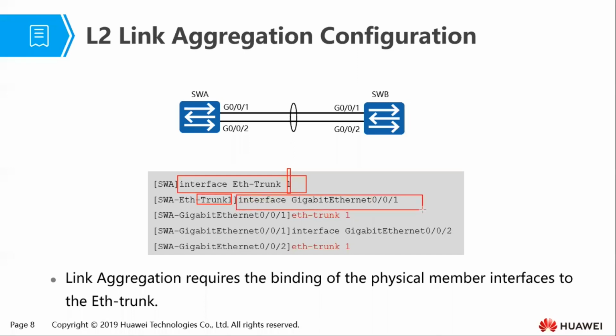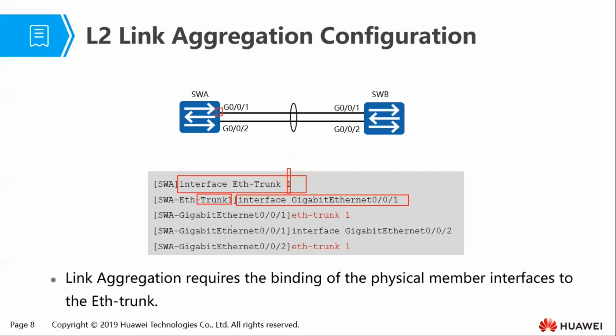Then this is how you add a physical interface into an Ethernet trunk. That's the first way. Here we've just added a gigabit Ethernet interface. So we are in switch A. We've added this interface to Eth-Trunk 1. Then we can go ahead.